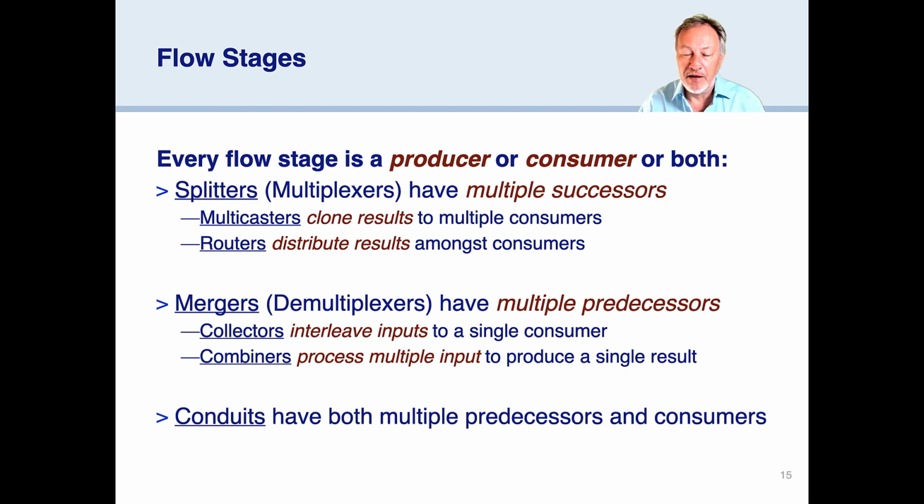Mergers or demultiplexers have multiple predecessors, and again, there are different variants of them. So a collector will interleave the inputs into a single consumer, whereas a combiner takes multiple inputs and processes them to produce a single result in the end. And then a conduit has both multiple predecessors and consumers. So here we see that the vocabulary of this architectural style is being enriched when we go beyond the simple linear kind of data flows.